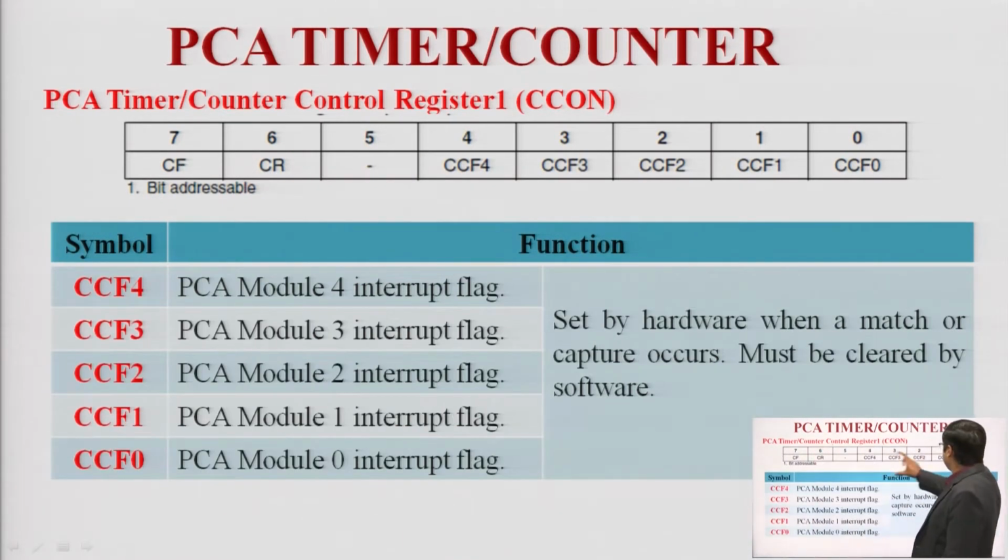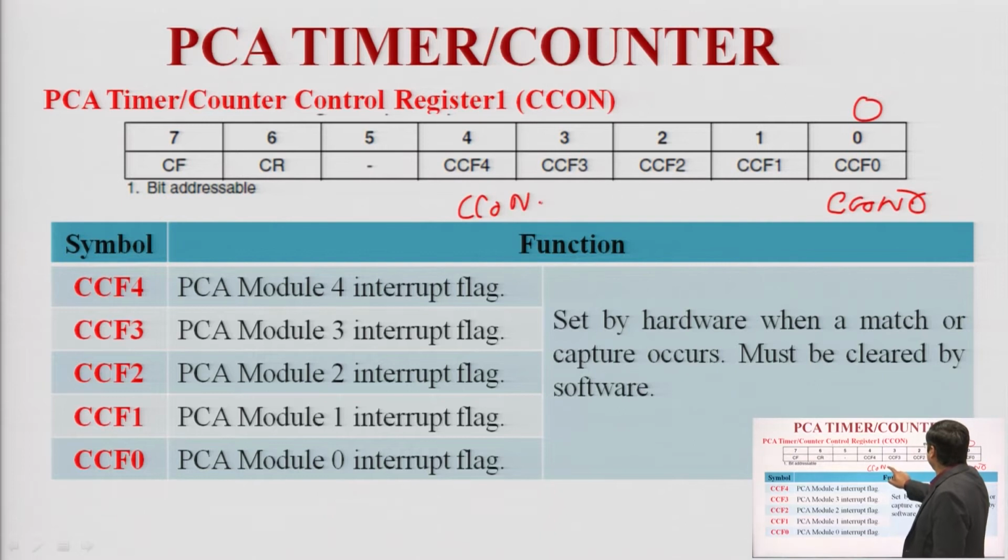Now, what are the bits remaining from 0 to 4, that is CCF 0 to CCF 4? Okay. So, from 0 to 4, what does 0 represent? 0 represents module 0, 4 represents module 4, and 2 represents module 2. Similarly, 3 represents module 3 and 1 represents module 1.